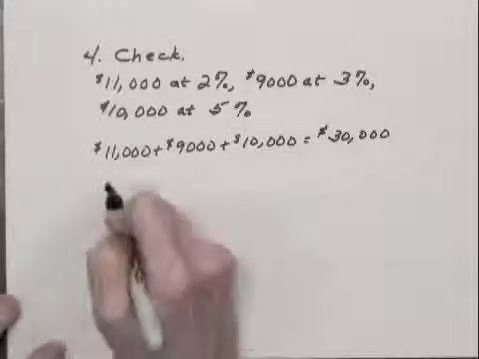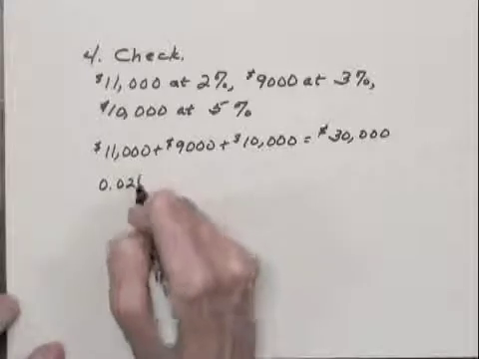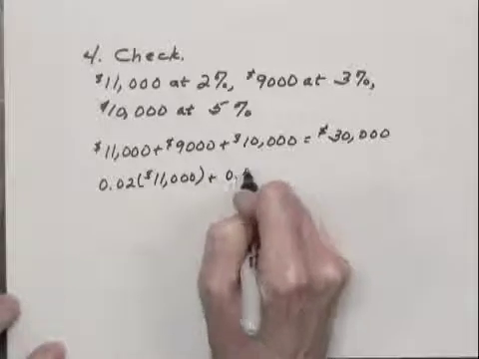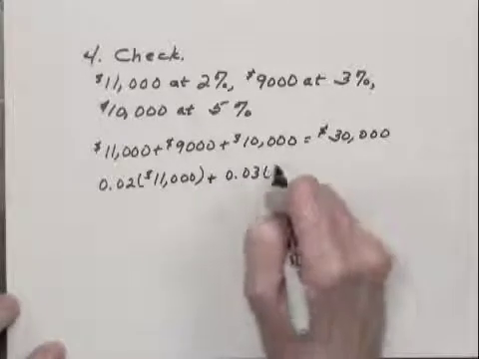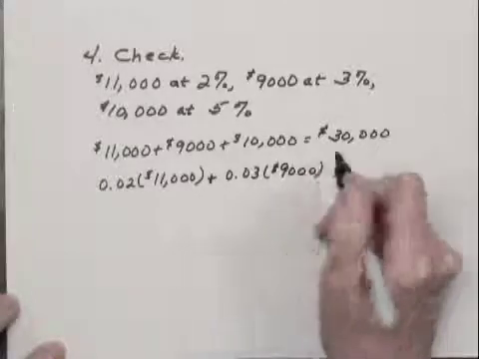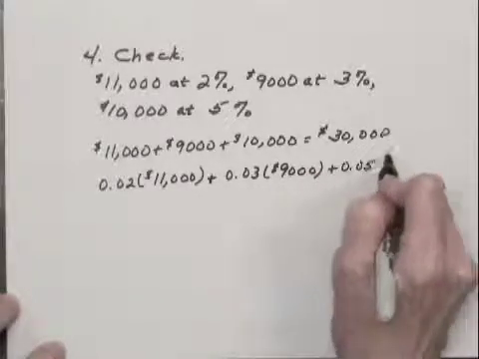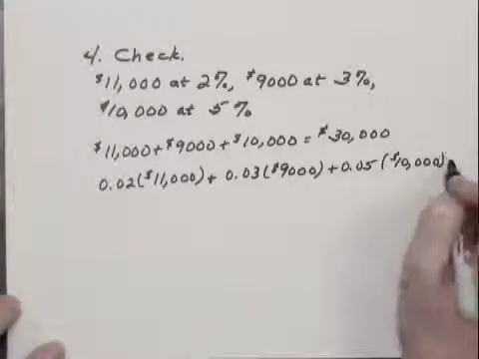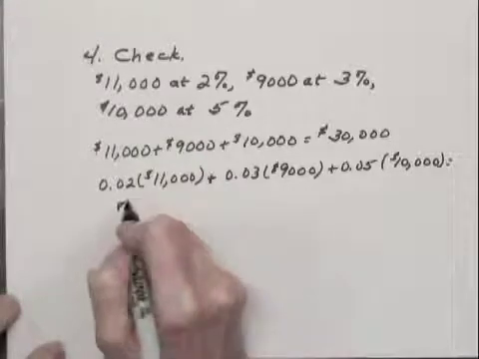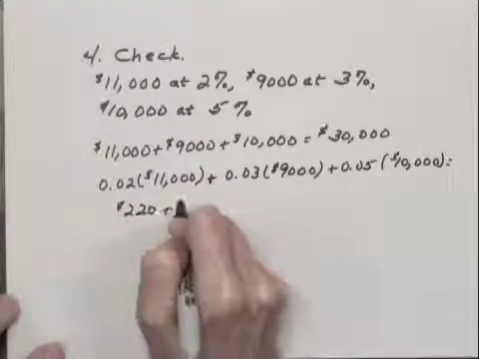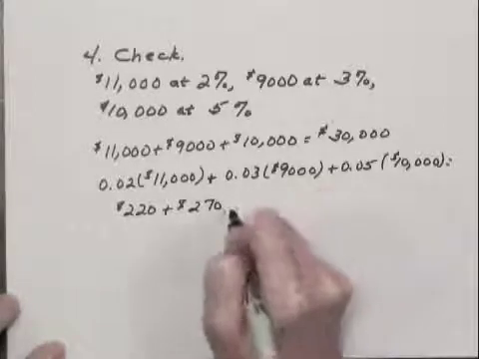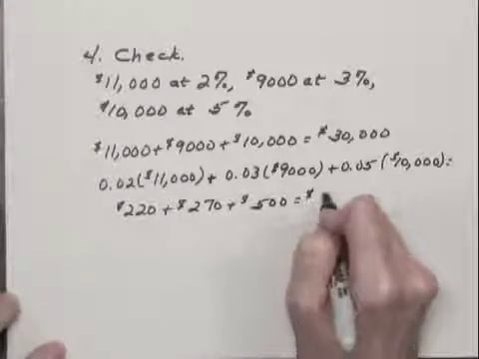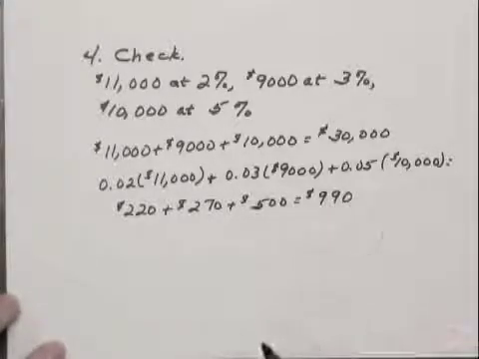Now the earnings, we would have 0.02 times $11,000 plus 0.03 times $9,000 plus 0.05 times $10,000, and what we get here is $220 plus $270 plus $500, and this adds to $990, which is what we were told the total earnings were.